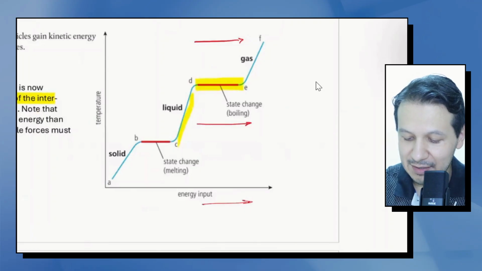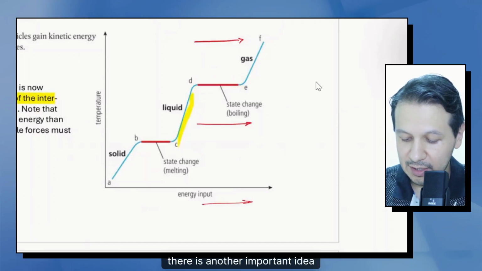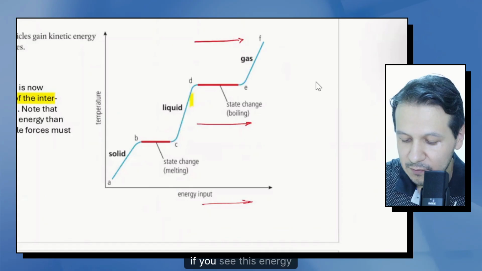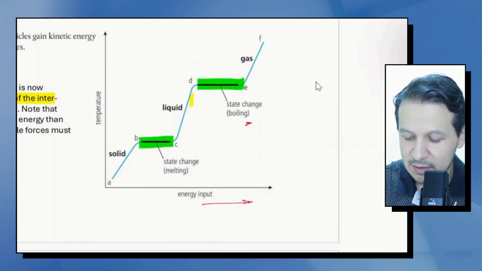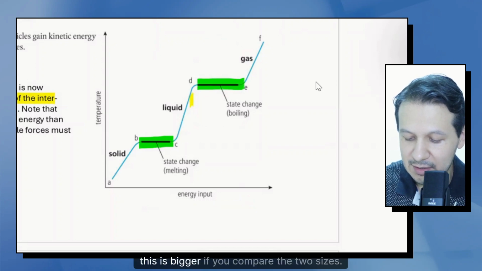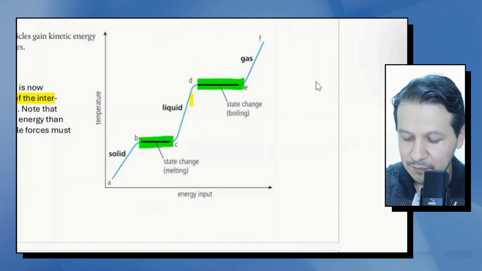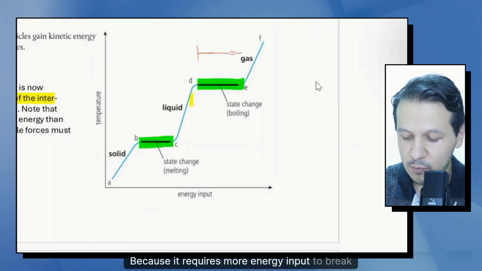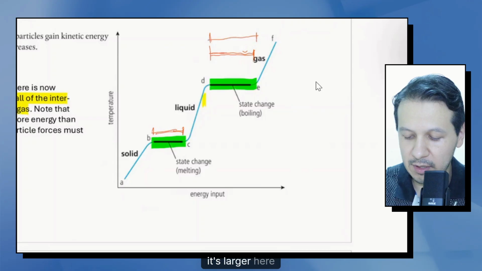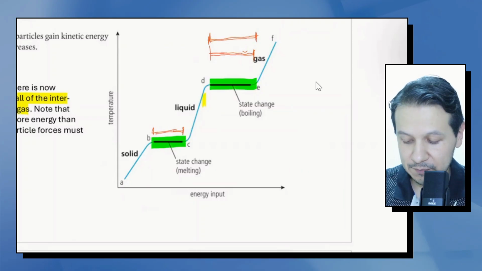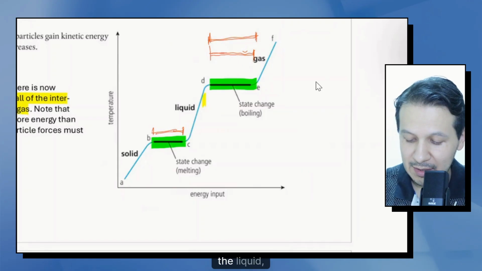So in that case, there is another important idea. If you see, this energy is different from this energy; the graph is illustrating that this one is bigger if you compare the two sizes. Why is it bigger? Because it requires more energy input to break more intermolecular forces. In this case, we were breaking the packed solid structure. It's larger here, the intermolecular forces. And this is when the liquid, the compound, the particles become a gas.